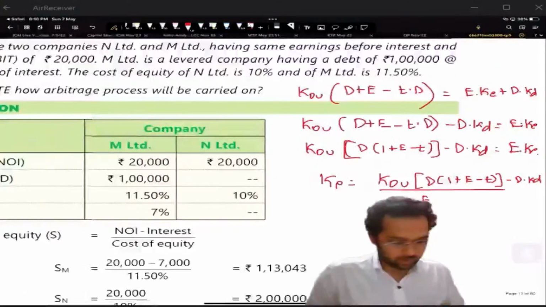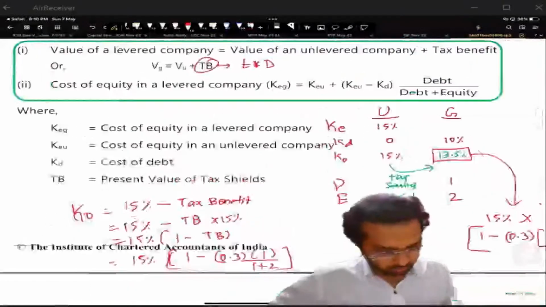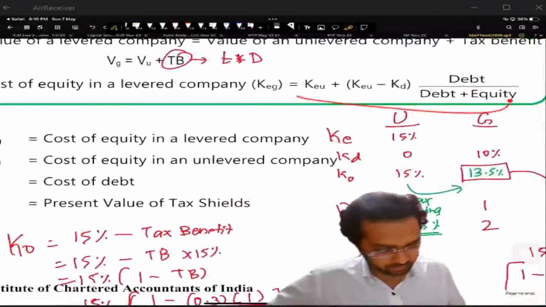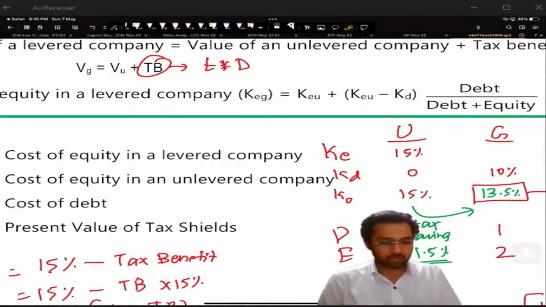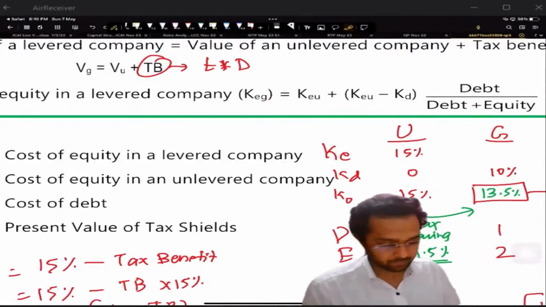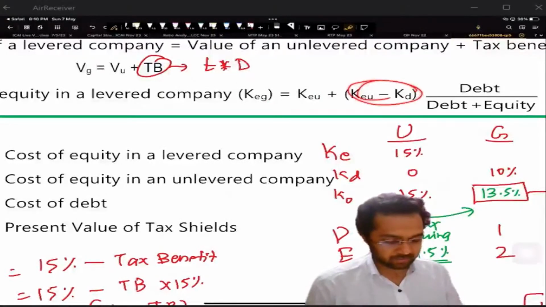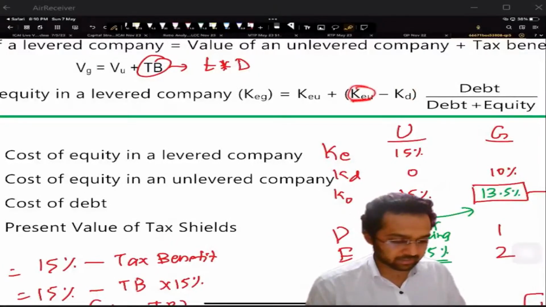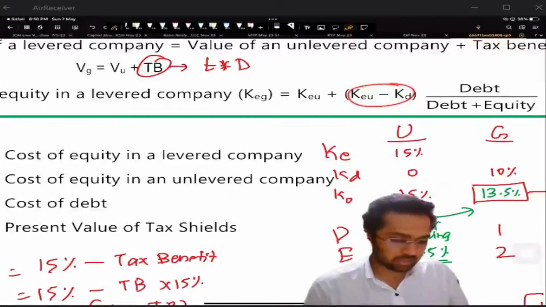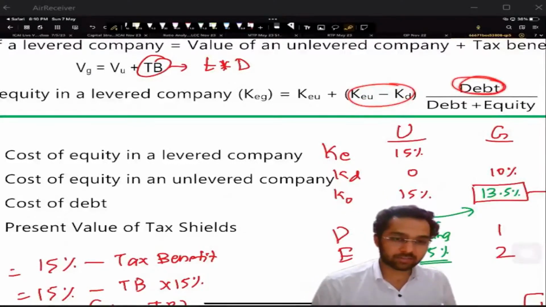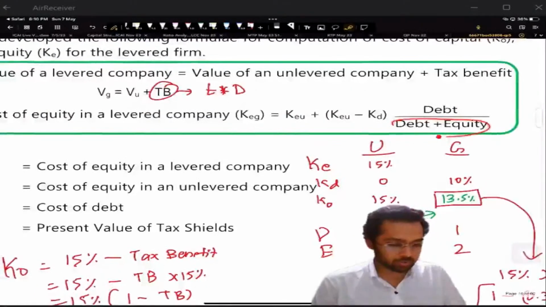So if you just go ahead and try to solve it mathematically, you will get this form of equation where the cost of equity of the geared company will be cost of equity of ungeared, plus the difference between both. And this is the benefit. This is like the equity shareholders are going to get excess return over and above the cost of debt. And that is on the amount of debt divided by debt plus equity, which is attributable to the entire company.